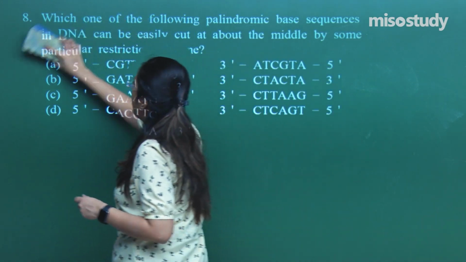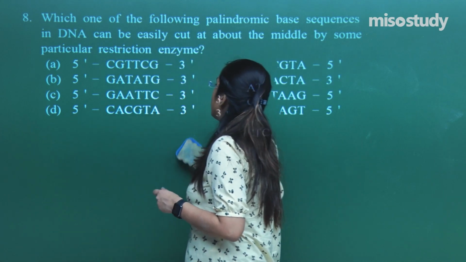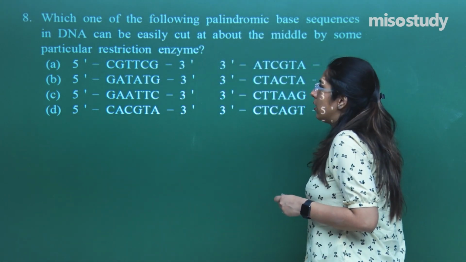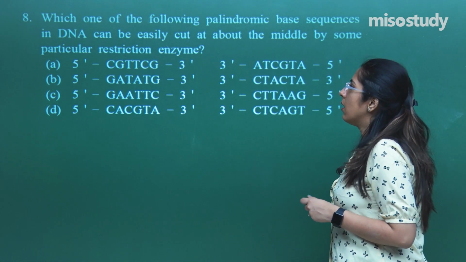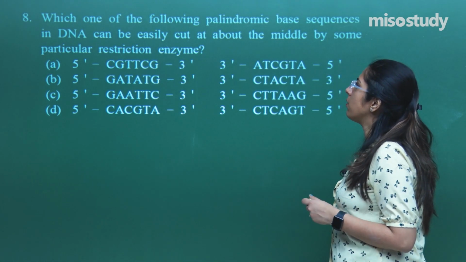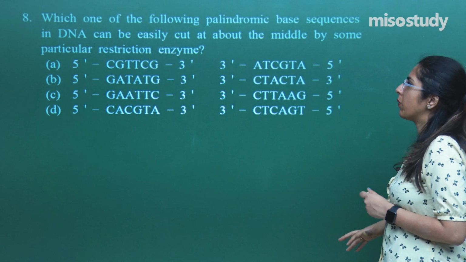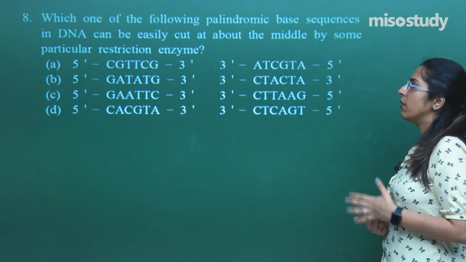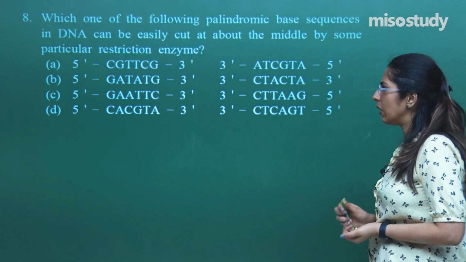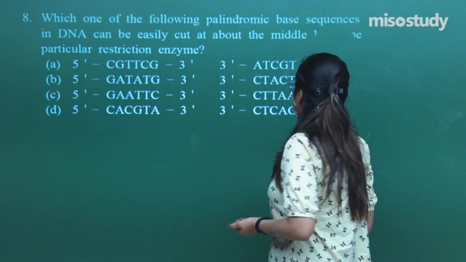Now question number 8 is also related to the restriction enzyme. They have given certain sequences. Let's look at those sequences. Let's read the question first. Which one of the following palindromic base sequences in the DNA can easily be cut at about the middle by some restriction enzyme? I'll take these options one by one.